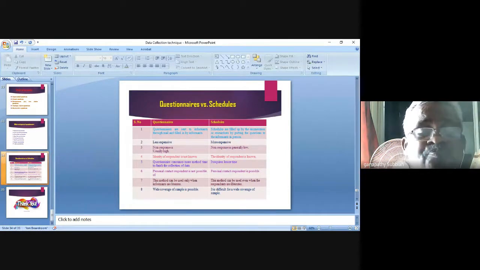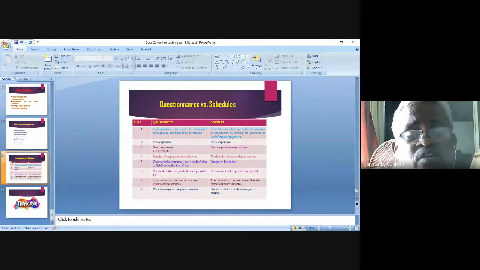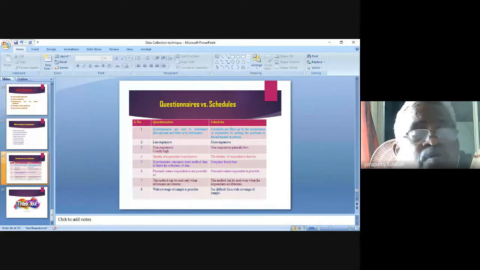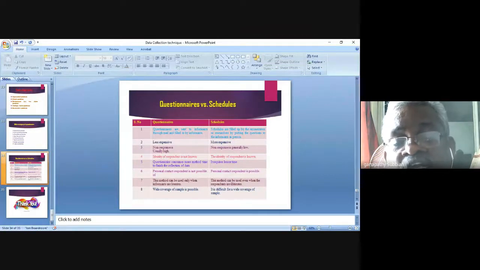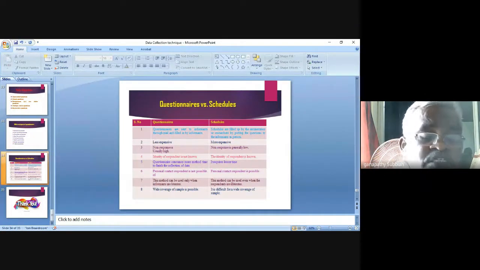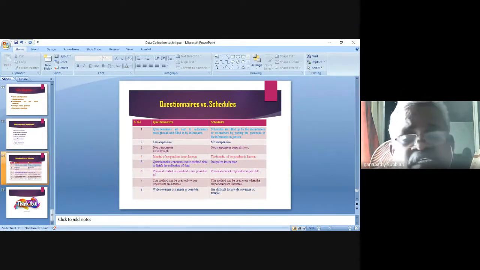The next one: with the questionnaire method, wide coverage of samples is possible. Each and every questionnaire is sent to the respondent by post, so a large sample size is more viable. But wide coverage is difficult with the schedule method of data collection. The researcher is not able to meet each and every respondent, depending on the sample size.